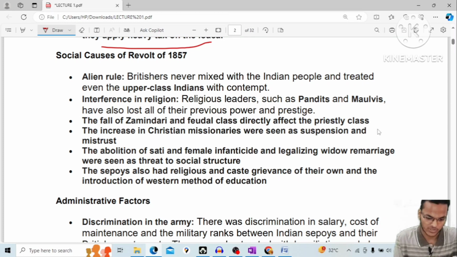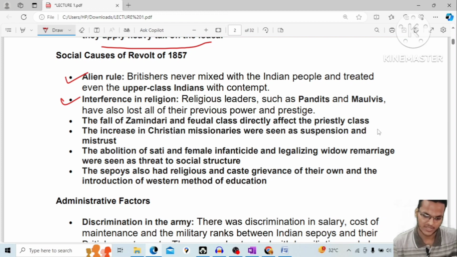और रिलीजन्स में जो पंडित मौलवीज थे, पंडित जो ब्राह्मण्स थे, उन्होंने भी अपनी पावर और प्रेस्टीज खो बैठा था उस टाइम, interference in religion, alien rule. तो जो जमींदारी और फ्यूडल क्लास जब फॉल हुआ, fall of zamindari and feudal class, it directly affects the priestly classes because the priests were completely dependent on the zamindars, and the zamindars when lost their land or the revenue, so it directly affects the priest class also.